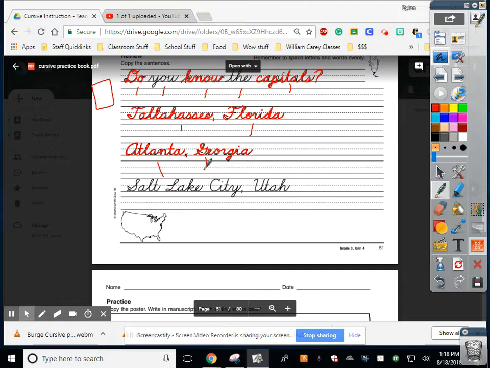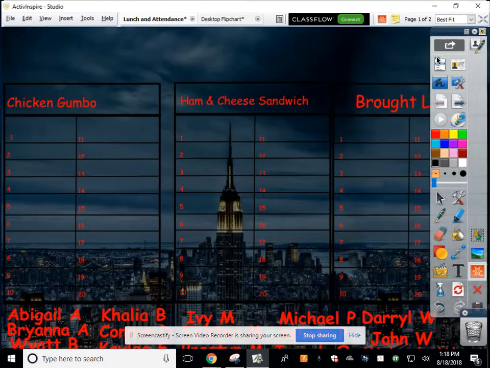Utah is Salt Lake City, Utah. Salt Lake City, Utah. All right, and then you trace underneath it. All right, make sure you put how many states you think the United States has. We have quite a few. Hint, it's more than 20.